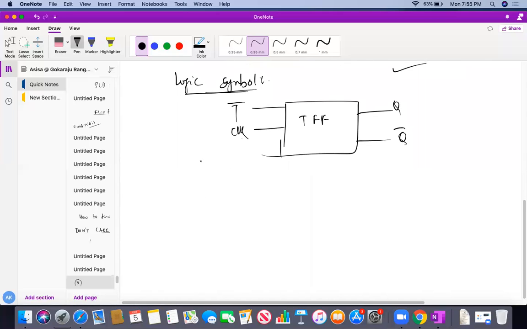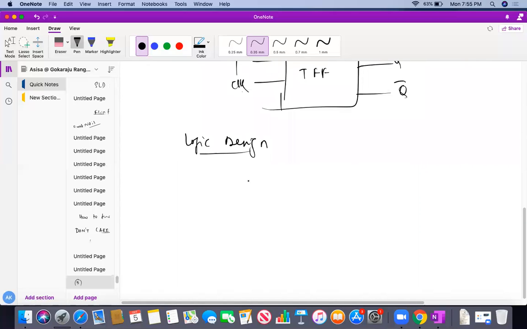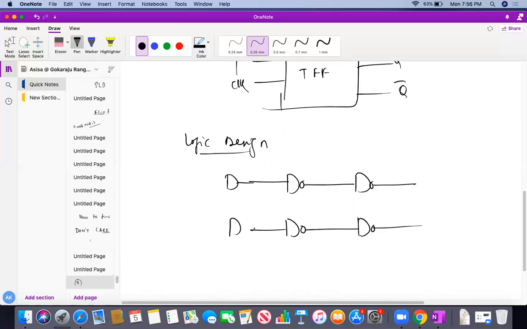And what is my logic design, students? Very simple. All of you know the logic design of the JK flip-flop. It has 4 NAND gates. The JK flip-flop will obviously have an AND gate over here, and this is my clock pulse.